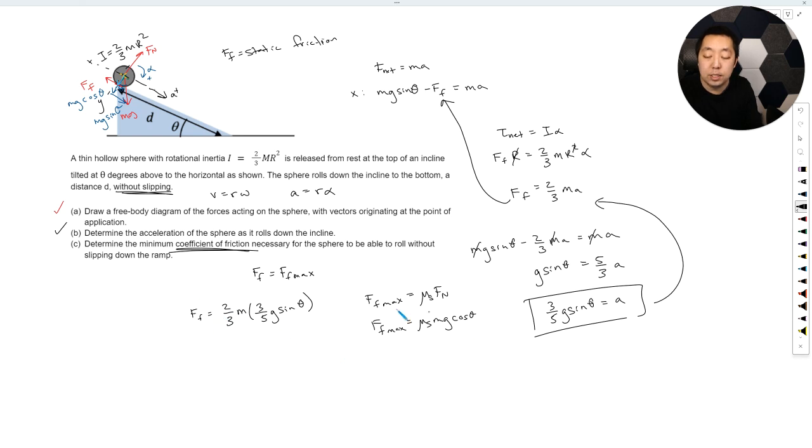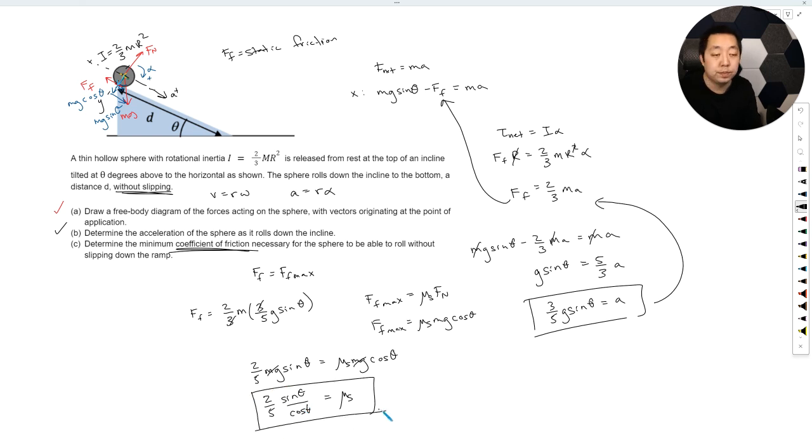And now we can set these equal to each other, because if you're just about to start slipping, you're just hitting that maximum frictional force. So this is going to be 2/5 mg sine theta equals mu s mg cosine theta. And the mg's cancel, and you get mu s is equal to 2/5 sine theta divided by cosine theta. Or you can write it as 2/5 tangent theta if you want, like that.